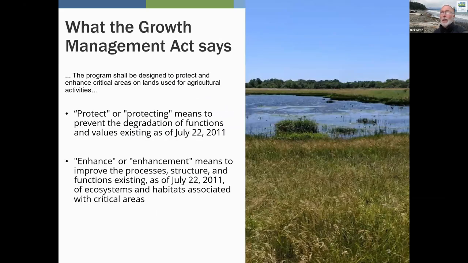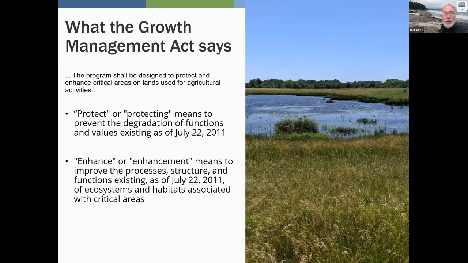So again, what the Growth Management Act says is the program is designed to protect and enhance critical areas on land used for ag while maintaining ag viability. And it goes into a little bit of length, not much, about what protect means: protecting or preventing the degradation of functions and values as of the date that the GMA was amended. It gives us a sort of 2011 starting point, July 22, 2011. And it talks about what enhancement is: improving the process, structure, and function existing at that same date.